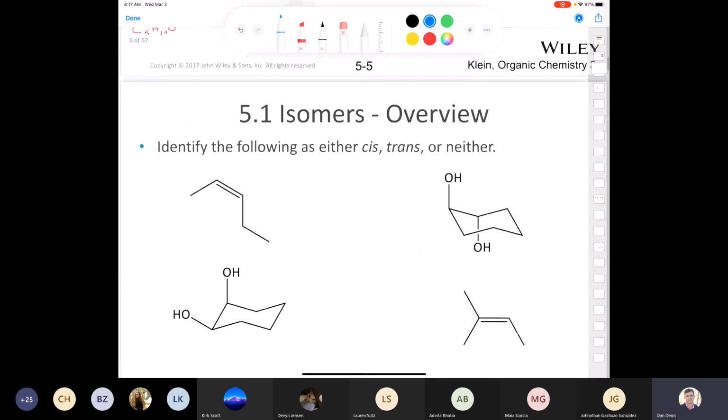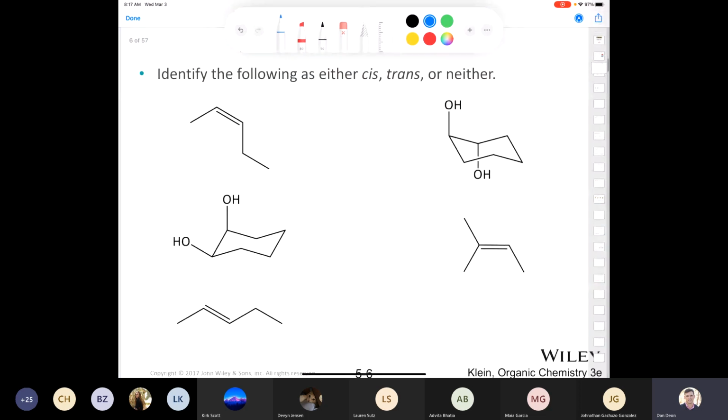I hope so. Let's take a look at another example. It says identify whether these molecules are cis, trans, or neither. Let's go through these together. If we look at this alkene, we'll call this one A. In order for an alkene to be cis, we have to have two groups that are the exact same on the same side of the molecule. Since we have two hydrogens that are on the same side, this alkene is a cis alkene.